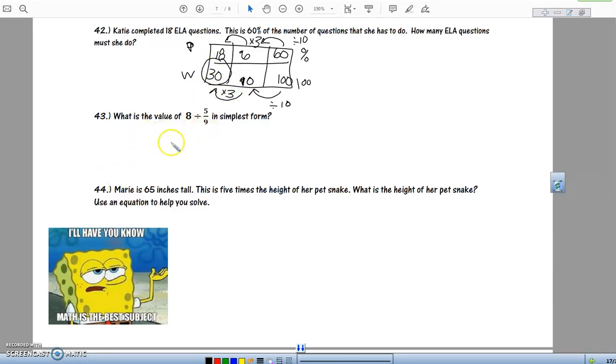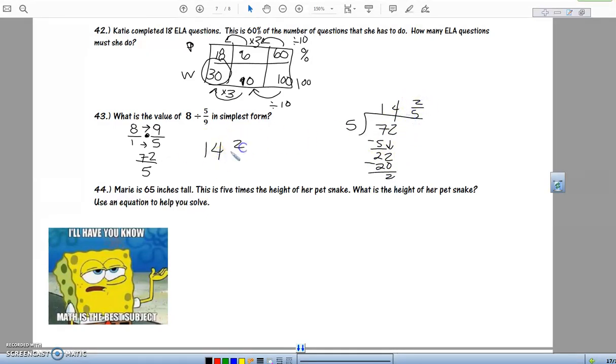Okay, 43. What is the value of 8 divided by 5/9? So I'm going to keep it the same, change it to multiplication, flip it over. Multiply straight across. 8 times 9 is 72. 1 times 5 is 5. When I do long division, 72, 5, it goes in 1 time. 2, bring down the 2, it goes in 4 times with 2 left over. So 14 and 2/5.